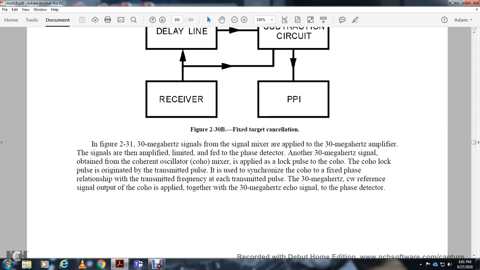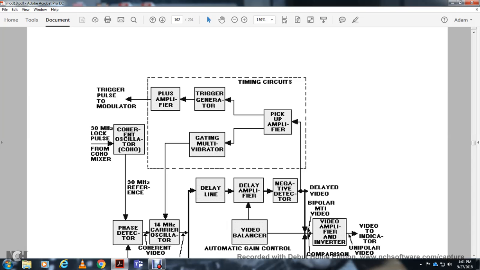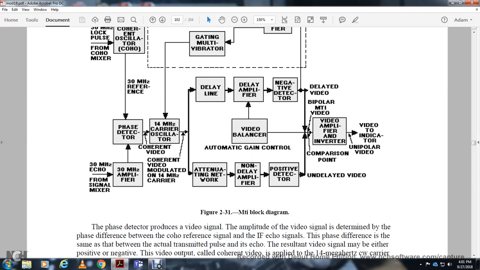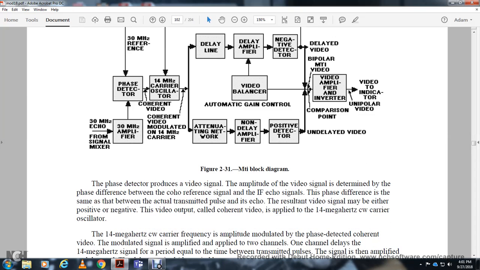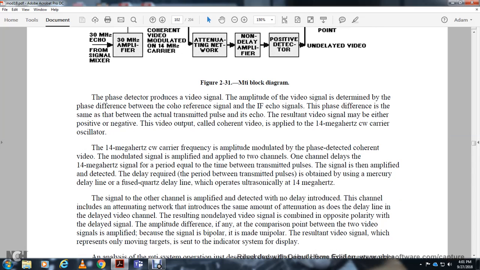The relationship fixes each transmitted pulse's 30 megahertz continuous wave resonance signal with the coherent oscillator, applied together with the 30 megahertz echo signal in the phase detector. Triggered pulse with the modulator, 30 megahertz with the coherent oscillator, moving target block diagram. The phase detector produces a video signal amplitude. The video signal determines the phase difference from the coherent oscillator, the reference signal, and the intermediate frequency echo. The phase difference is between the actual transmitted pulse and the echo. The resultant video signal may be either positive or negative.